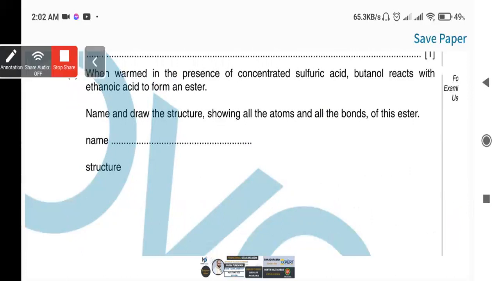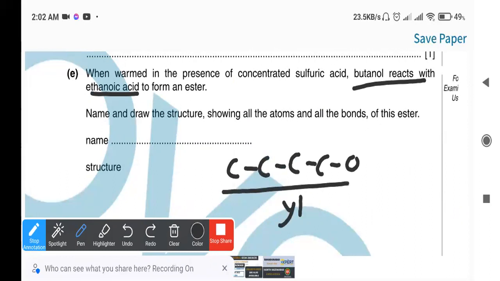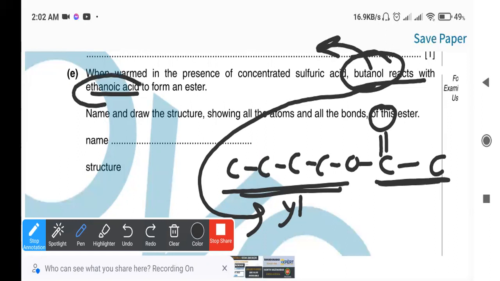Ester, from butanol and ethanoic acid, right? Butanol means the alcohol part has 4 carbon atoms, so from butanol we will get butyl. And ethanoic acid contains 2 carbon atoms, and the acid part has CO. So this is the ester which we will get. It's butyl ethanoate. From butanol we get butyl, and from ethanoic acid we get ethanoate. I have discussed it at the very beginning.